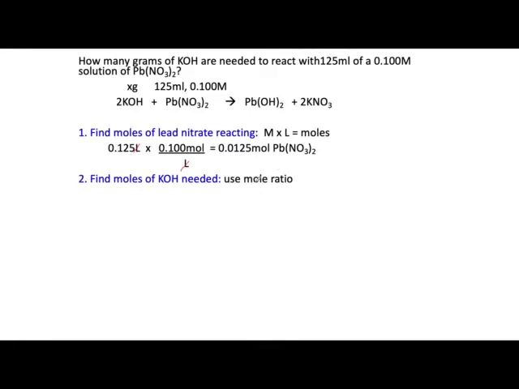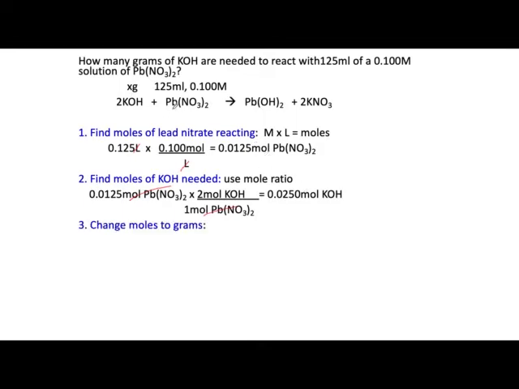Now I want to find the number of moles of potassium hydroxide that would be needed for this. So I'm going to use the mole ratio from the equation, which is 2-to-1. So you notice now I'll be canceling out the moles of lead nitrate. And I wind up multiplying 2 times the 0.0125 moles to give me my moles of KOH. And these two numbers of moles are in that 2-to-1 ratio. And now I'm going to just convert my moles of potassium hydroxide to grams by using the molar mass. And the molar mass is 56.1 grams per mole. And there go the number of moles, and there's my answer.